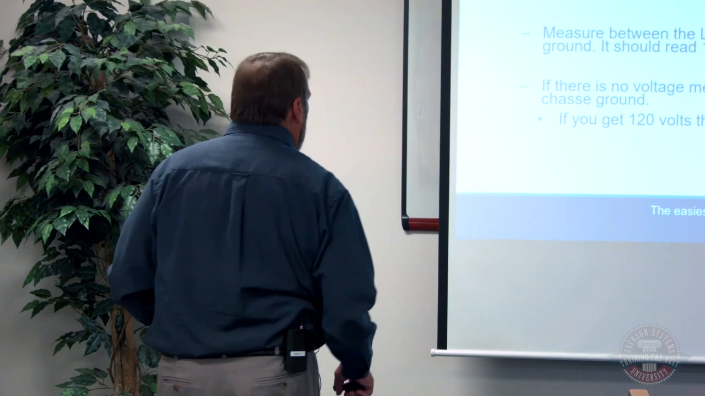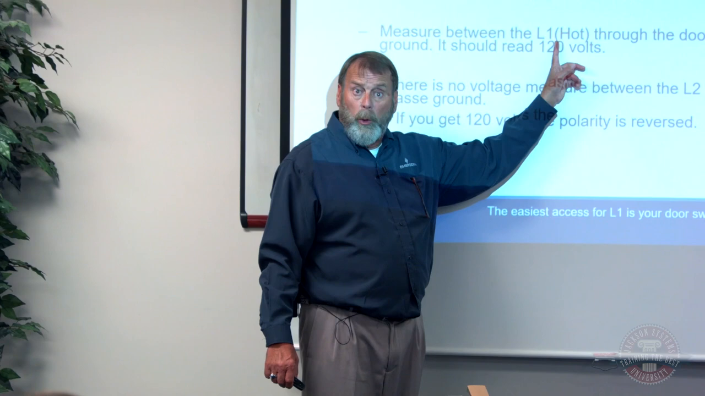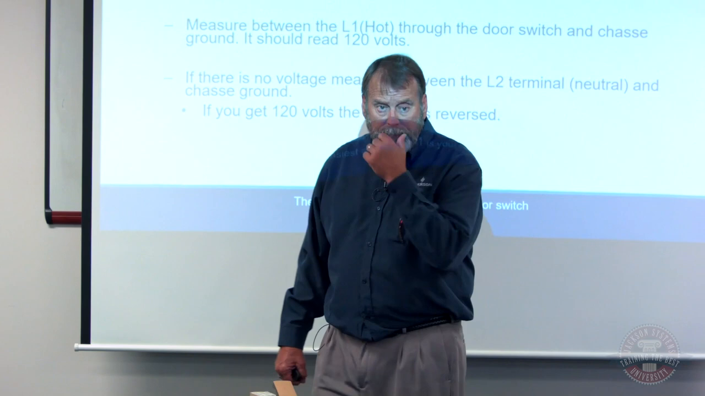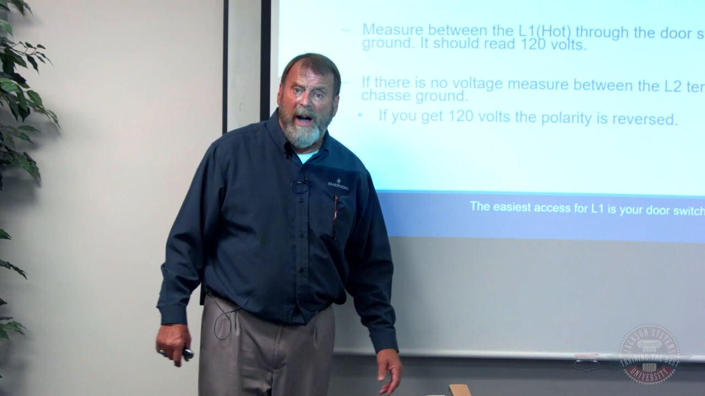And so what you want to do to check the polarity on the primary is you want to go to L1, which will be the wire going to the blower door switch, and you want to go to chassis ground. You're going to read 120 volts. If you go to L1 on the blower door switch and you go to ground and you read zero, guess what? You got something reversed. Go over to the L2 terminal, the neutral wire. Take that and go to chassis ground. You got 120 volts between neutral and ground.